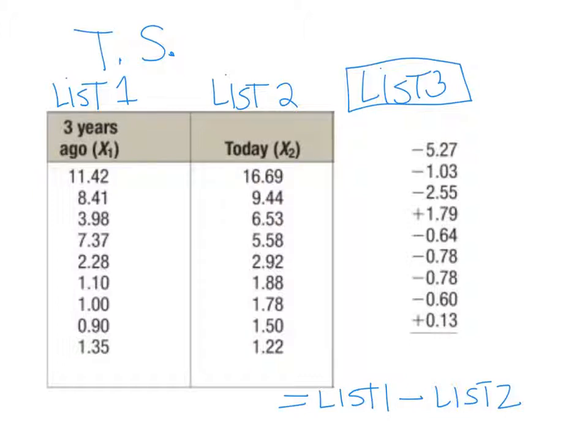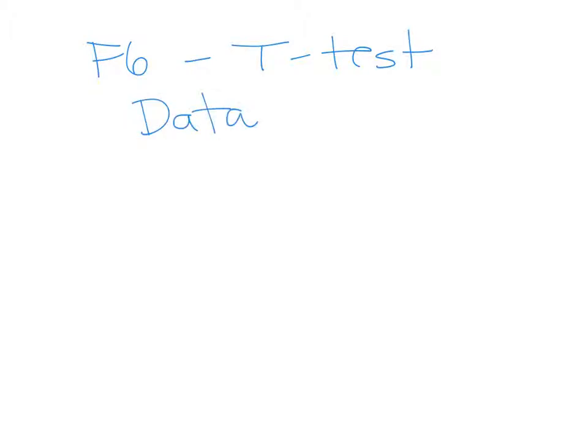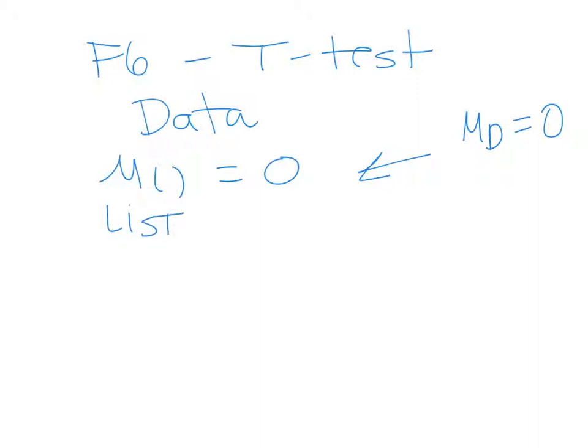So once you have this in list 3, then you're going to just run a t-test on list 3. So you're going to go F6, t-test. Choose data. Why? Because we have a list of data. We don't have summarized statistics. It's going to ask for a mu. You're going to write 0, because we're assuming mu d equals 0. Right? Then it's going to ask for where your list is, and you are going to tell it list 3.